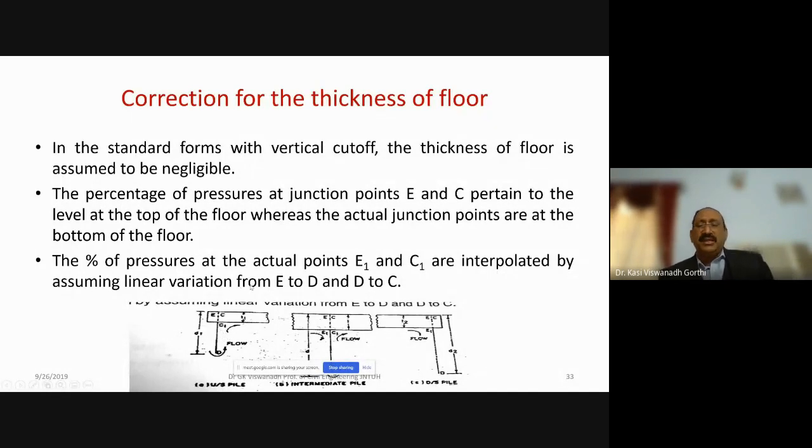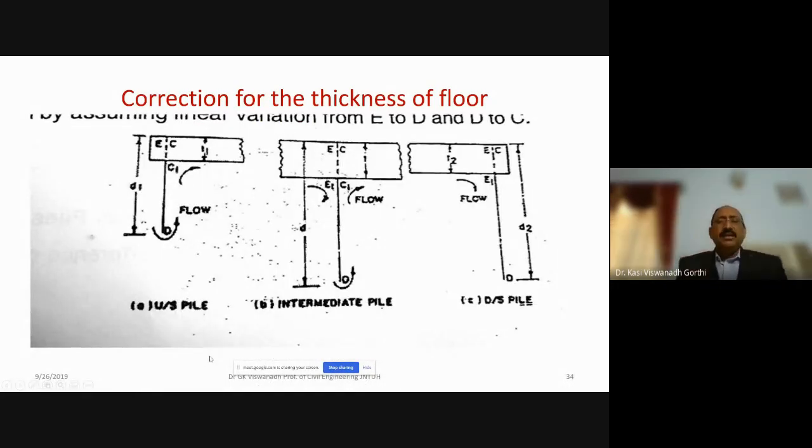So the percentage of pressure at the actual points E1 and C1 is interpolated by assuming a linear variation from E to D and C to D in these cases. We calculate the pressure at the junction point at the top, but to get the pressure at junction point C1, we simply make an interpolation between C and D. In this case, it is from E to D. Okay.